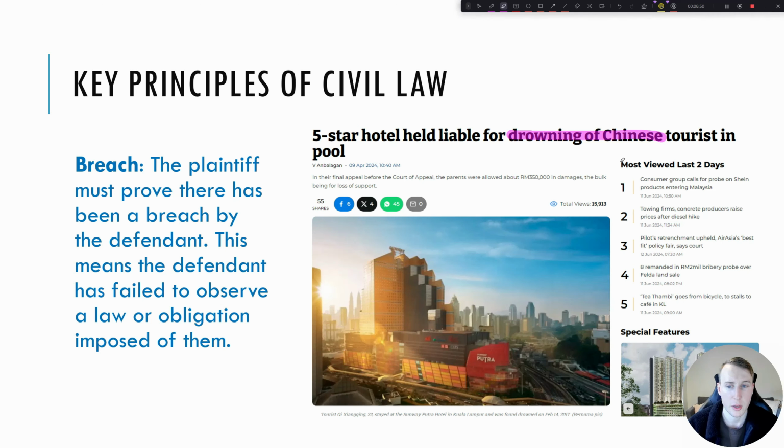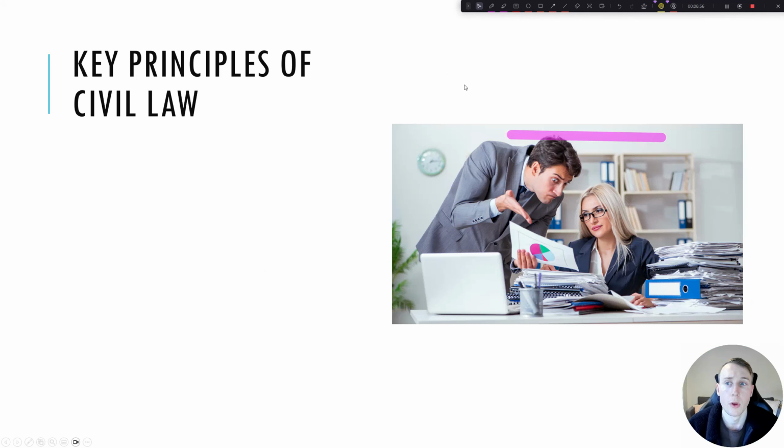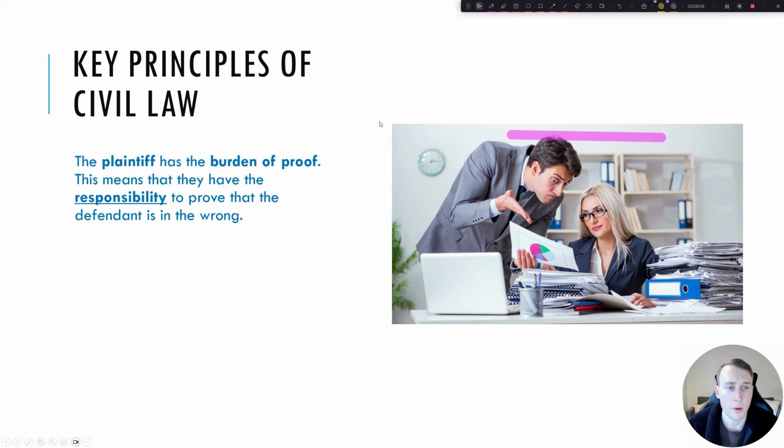So breach, basically think about someone has done the wrong thing or they've failed to follow a law. Moving on to the next one, it's really important that when we're comparing criminal and civil law, we remember that the plaintiff has the burden of proof. Make sure you try not to get words like prosecution into looking at civil law. And what we need to remember is that the plaintiff has the responsibility.